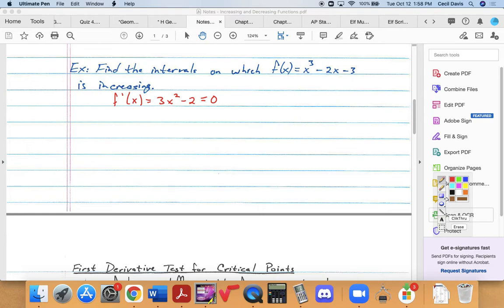Is equal to 0. Yeah. So we're going to find critical points. So solving that, we're going to have 3x squared is equal to 2. So x squared is equal to 2/3. Remember that when you take the square root of something, we could always have a positive or a negative square root. Okay?